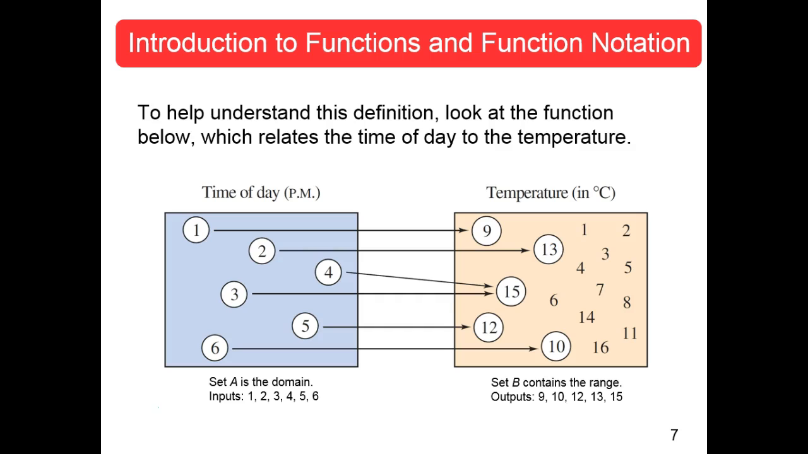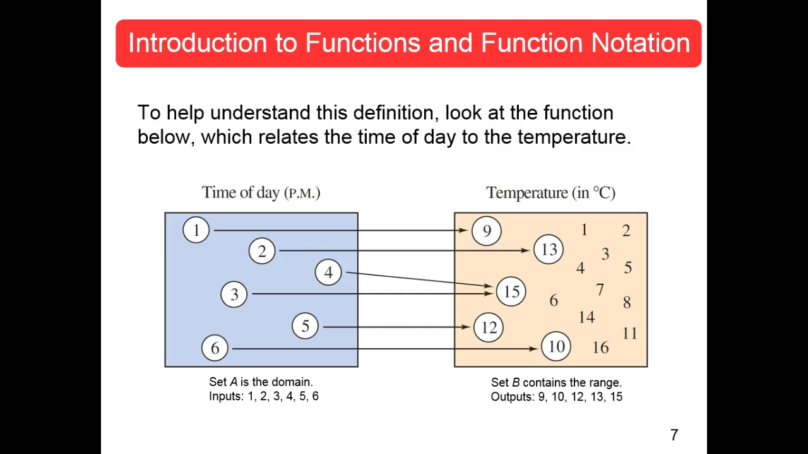So, this is called a mapping. You set the domains here, the elements in the domain, and then you pick out the temperatures there. Now, what's your set A? Set of times, and that would be the set of 1, 2, 3, 4, 5, and 6 o'clock p.m. Set of ranges. Now, you have others you didn't use, but the ones you actually did use were 9, 10, 12, 13, and 15. There were others in there that you didn't use.